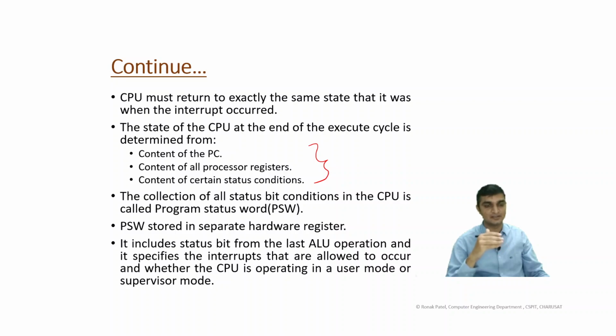How the values are set for these status bits, and it specifies the interrupts that are allowed to occur, and whether the CPU is operating in user mode or supervisory mode, right? So the mode bit is also specified in this. So user mode and supervisory mode. Whenever you run any program and you execute, that is user mode. The code that the operating system executes, the specific code that is written for the operating system, is in supervisory mode, right? So supervisory mode you can call the kernel mode. Your operating system executes that. There is no direct access to supervisory mode from the user side.